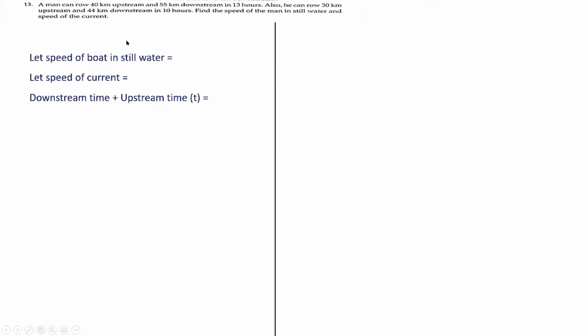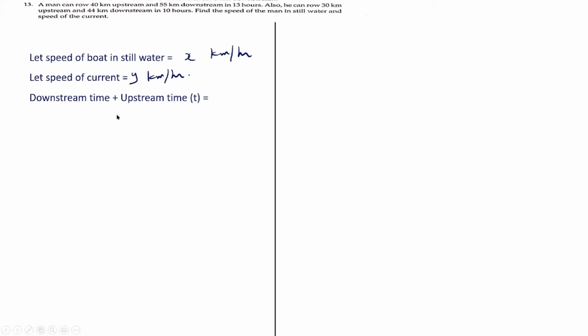Here it says the time taken to cover 40 km upstream and 55 km downstream is 13 hours. And one more piece of information is that 30 km upstream and 44 km downstream can be covered in 10 hours. We need to find the speed of the man and the speed of the current. So let us take the speed of the boat in still water as x and the speed of the current as y.